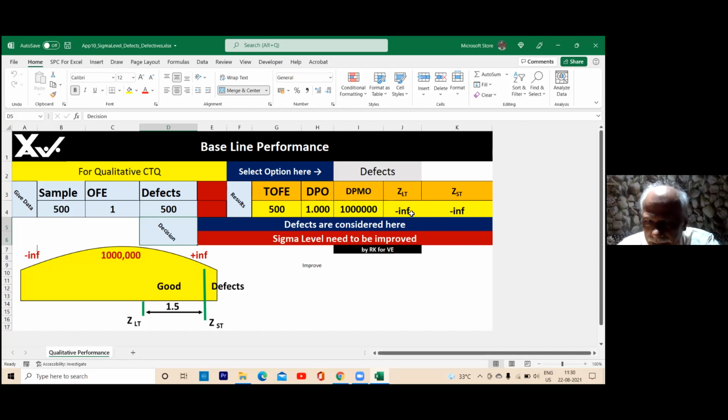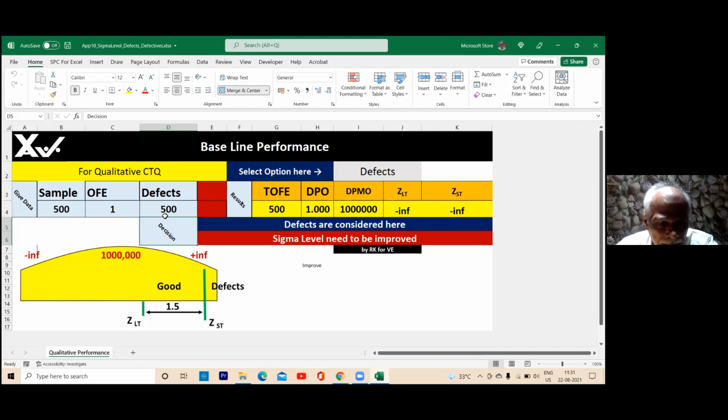Now, if it is minus infinity, Z is at this point. See my cursor, right? See my cursor at this point. That means every item is defective. All the items are defective. Clear? The right hand side of the line is defects, and the left hand side is good.